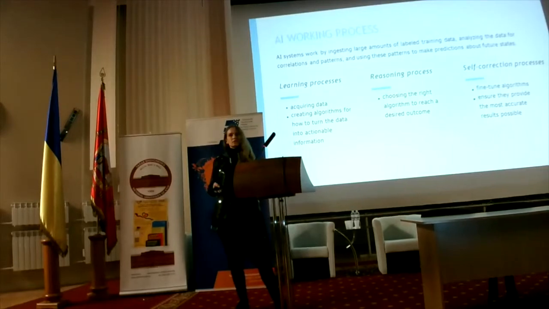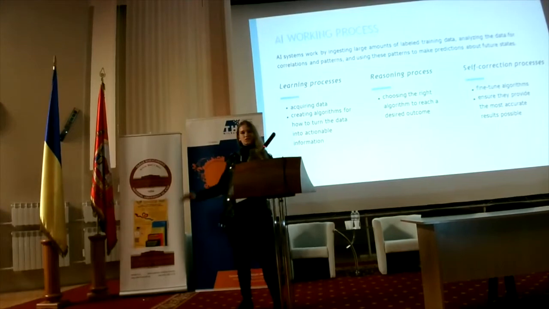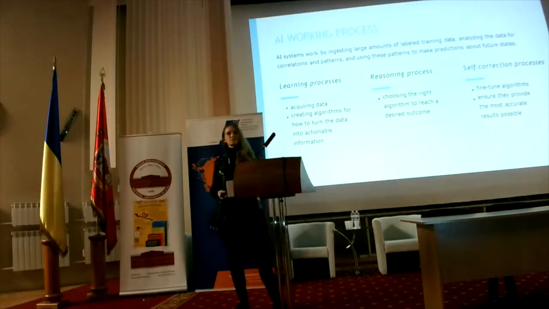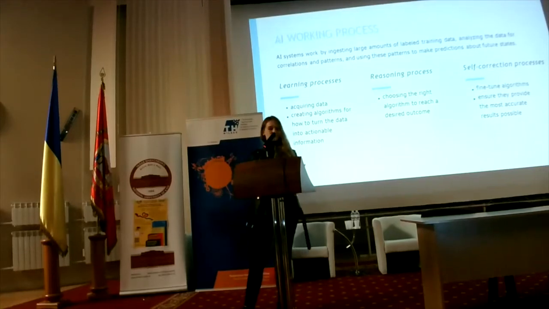So learning processes are focused on acquiring data and then finding the algorithm to make this data into actionable information. And then the reasoning process is focusing on choosing the right algorithm to do that. While self-correction processes are pretty much self-explanatory, they are used for fine-tuning the whole neural network and providing us the best results possible.